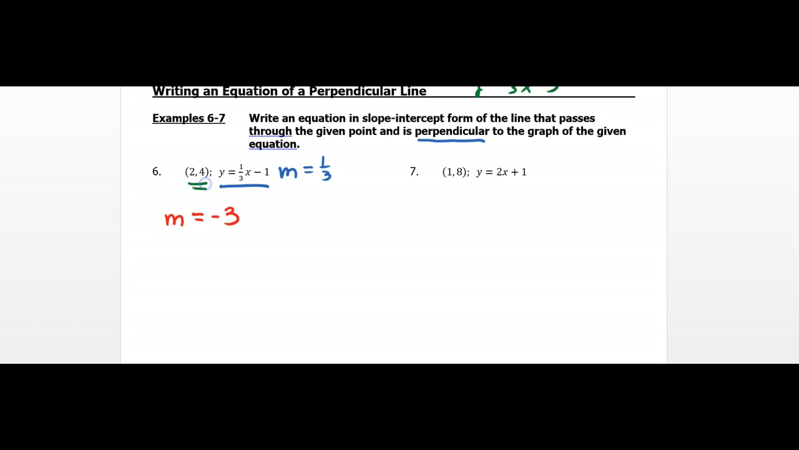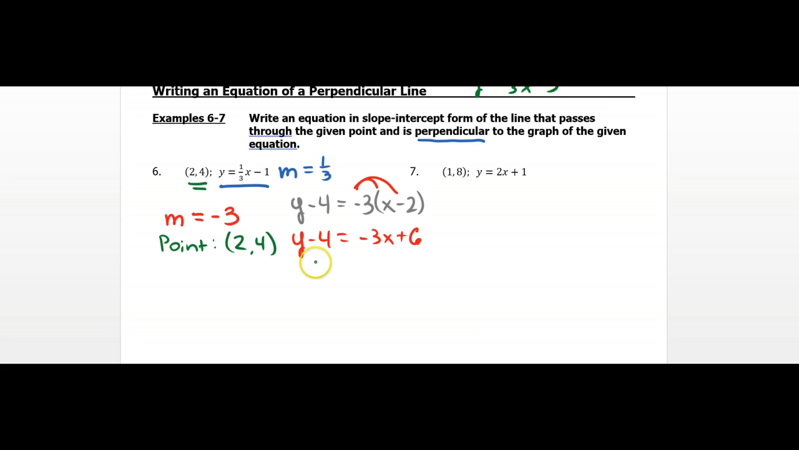So we're going to take that slope, we're going to take this point, (2, 4), and now we're going to write our point-slope form equation. That would be y minus 4 equals -3 times the quantity x minus 2. Now I can distribute, and add my 4 over. So this line is y equals -3x plus 10.